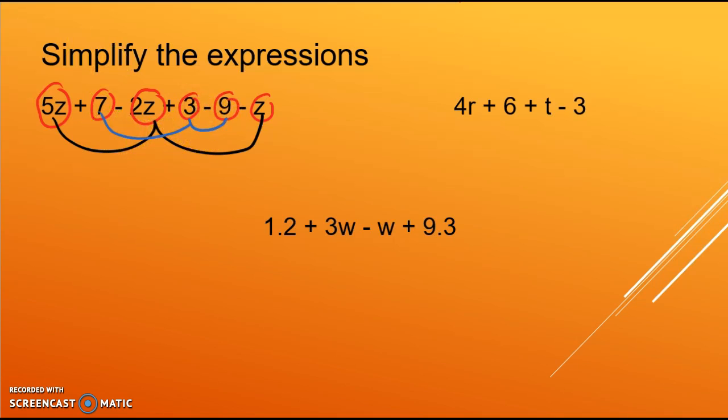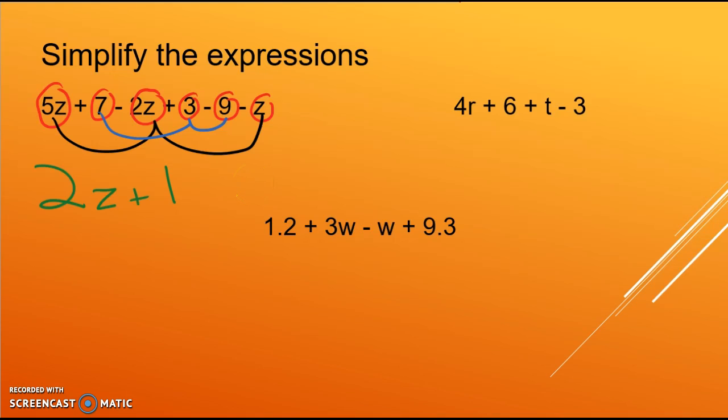I'm going to start with my variables. 5z minus 2z would give me 3z. Then minus another z would give me 2z. And then 7 plus 3 is 10, minus 9 is 1. My simplified answer would be 2z plus 1.